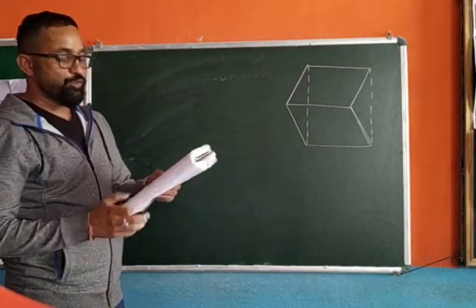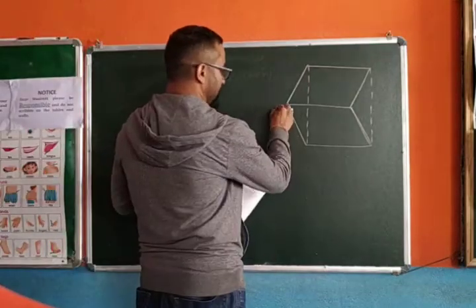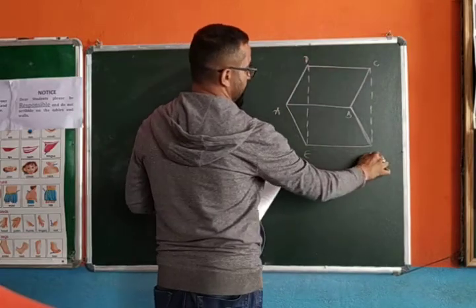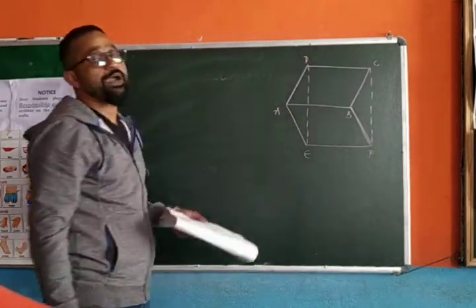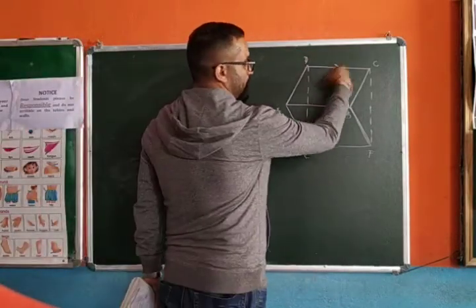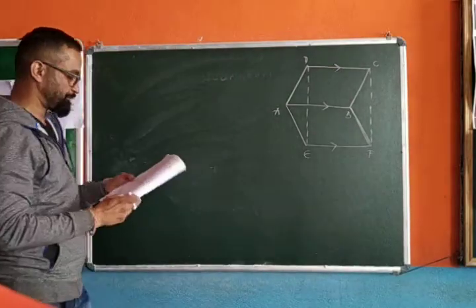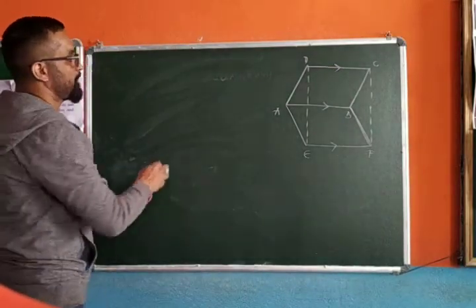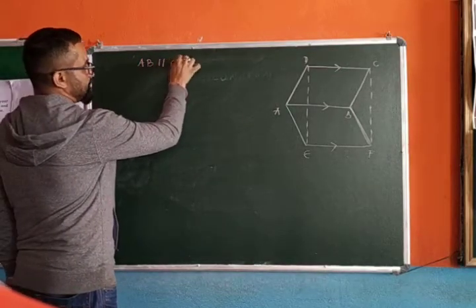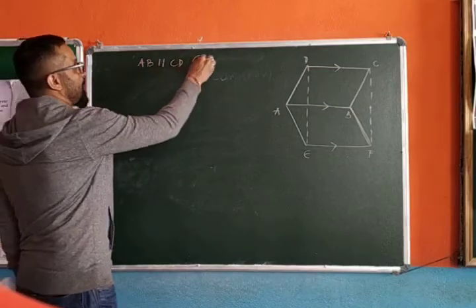The question says prove CDEF. So name it as A, B, C, D, E and F is a parallelogram, and you can easily prove it. Now look at this one, how to prove it. AB is parallel to CD because ABCD is a parallelogram.